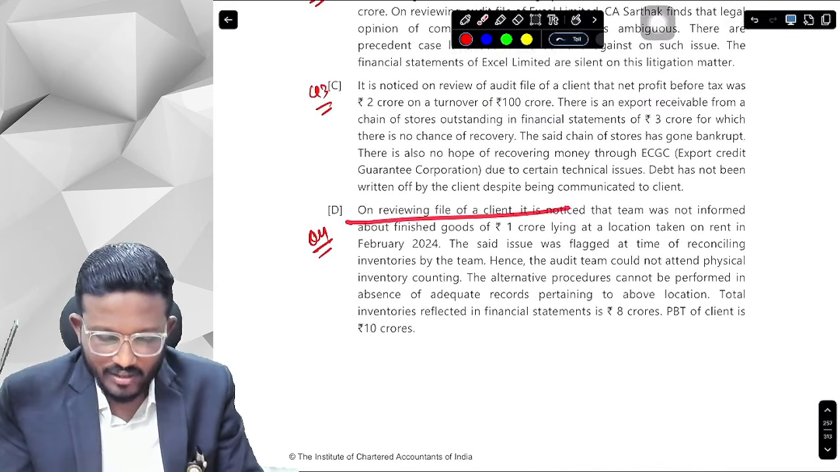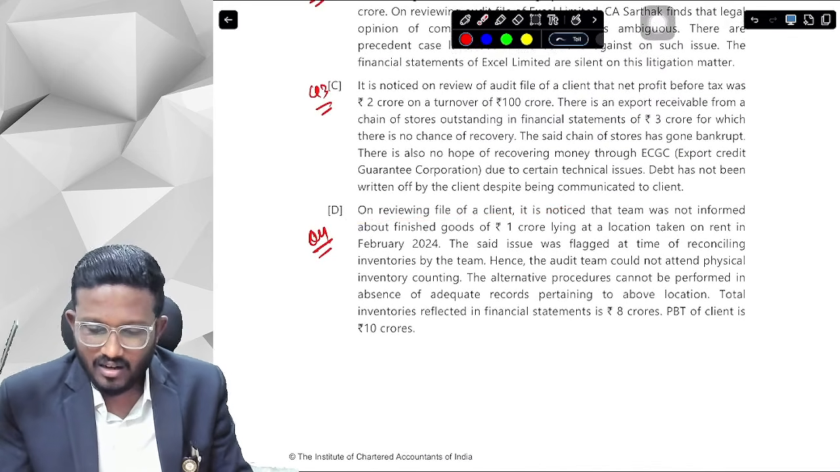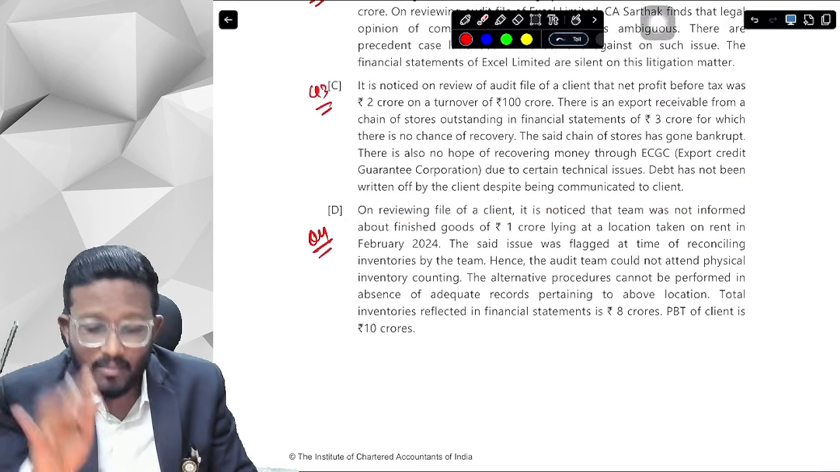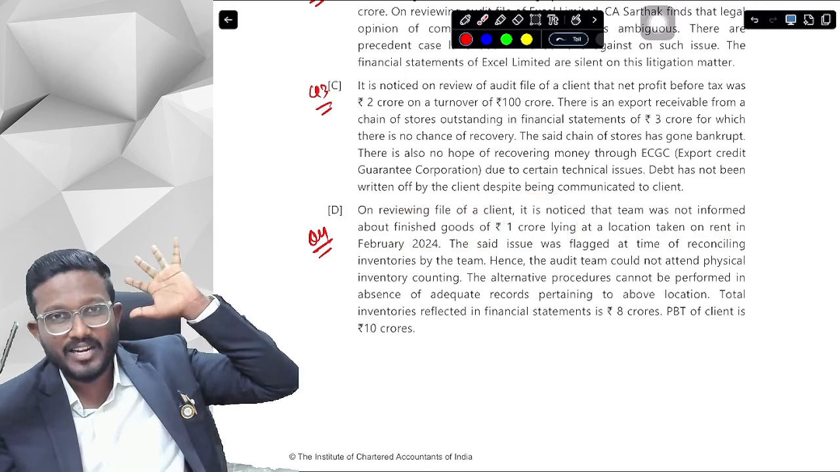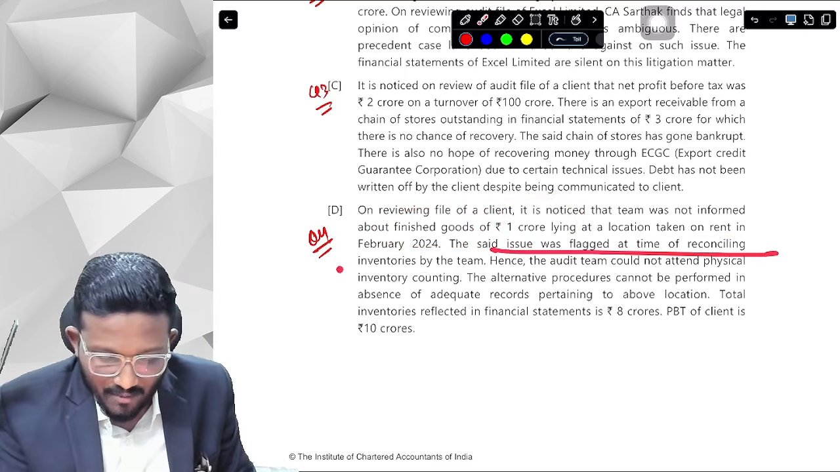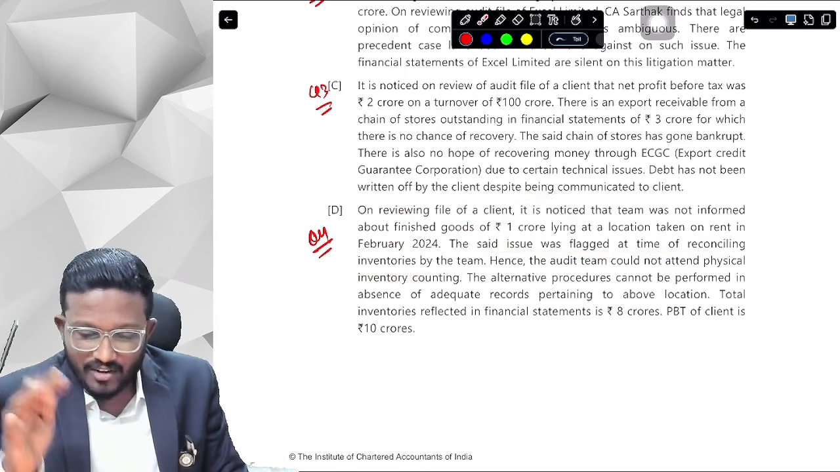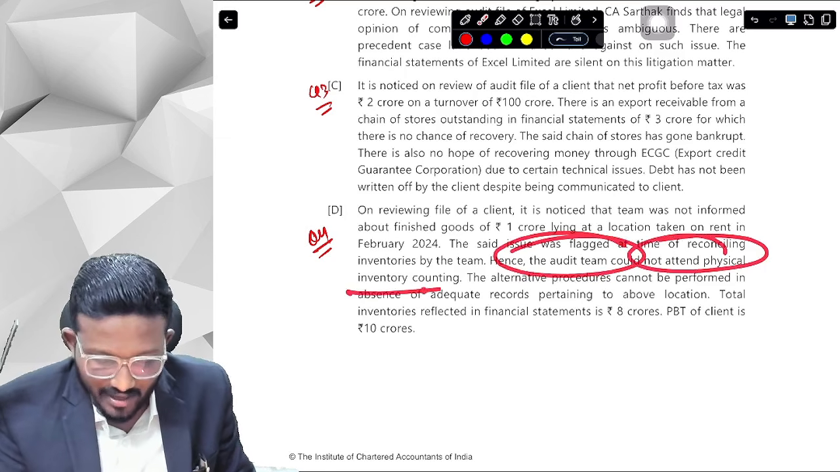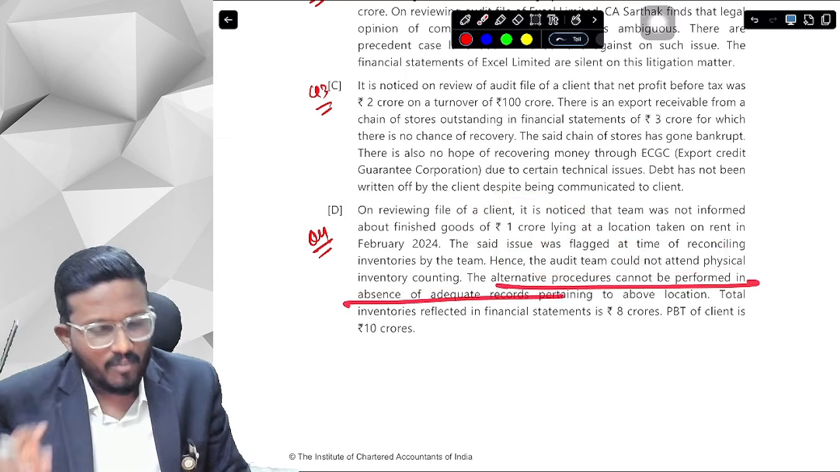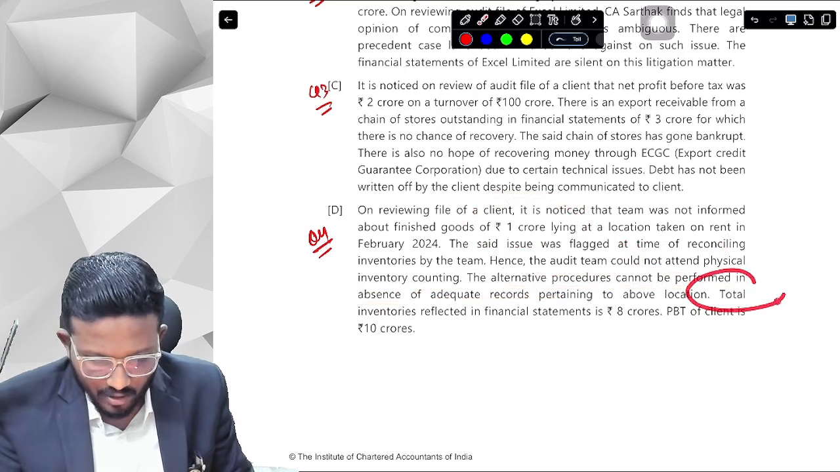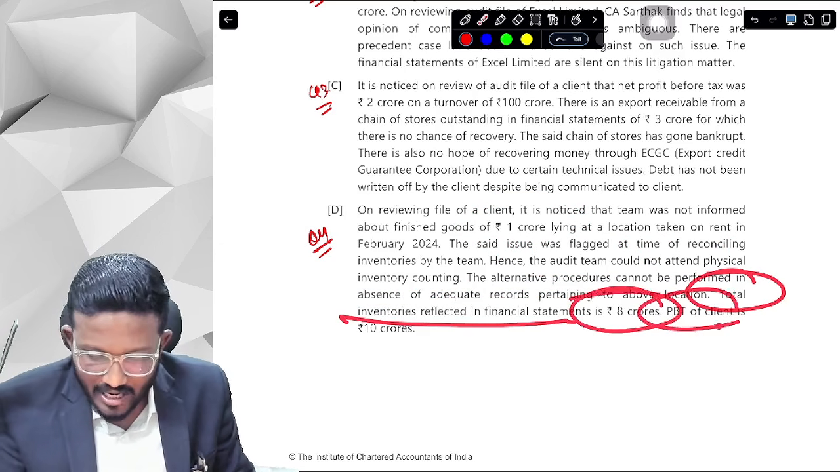Now next. Basically, on reviewing the file of a client, we noticed that we were not informed about finished goods of 1 crore that were lying at a rented location in February 2024, and this issue was flagged at the time of reconciling the inventories by the team, and hence we cannot attend any physical inventory counting for 1 crore of inventory items. The alternative procedures cannot be performed because there were no adequate records pertaining to that location, and total inventories is 8 crore and PBT is 10 crore.